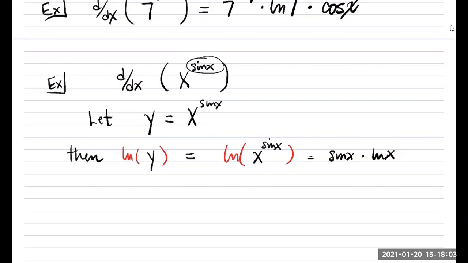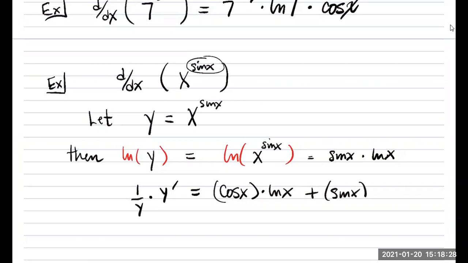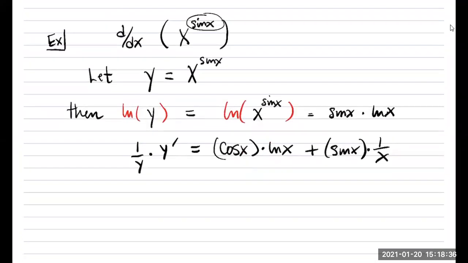All right, now I'm going to take the derivative with respect to x, mindful that on the left-hand side we have a composition. So the derivative of the logarithm of y is the reciprocal of y times the derivative of y. On the right-hand side, use the product rule. So the derivative of the sine is the cosine. And the derivative of the logarithm of x is 1 over x. Okay? Multiply both sides by y to isolate the derivative.